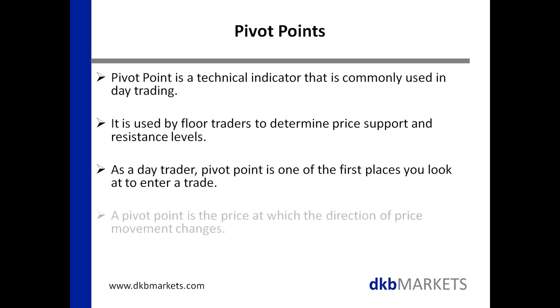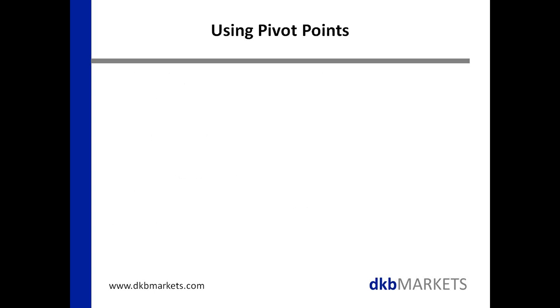Now, just like in the English definition, a pivot point is the price at which the direction of the price movement changes. So that's why it's called the pivot point. It's the point at which the direction of the price can change. It can either go up or go down. So that pivot point is that line or point where the market can either go up or down.